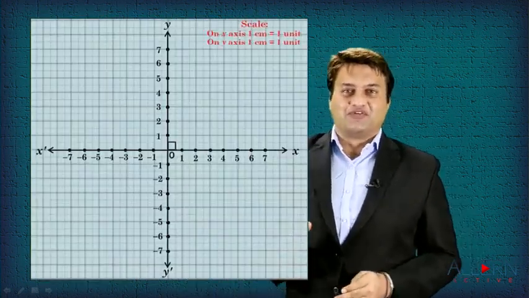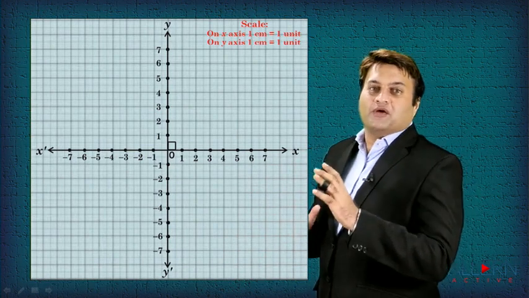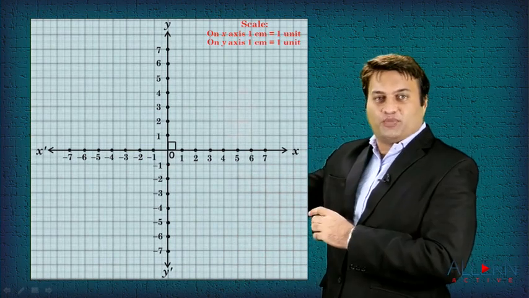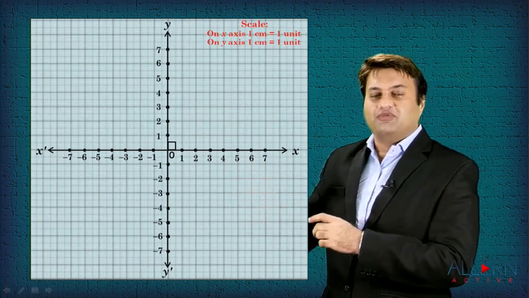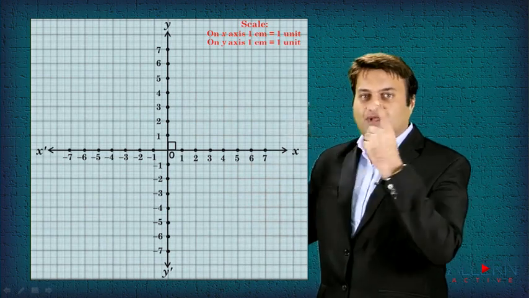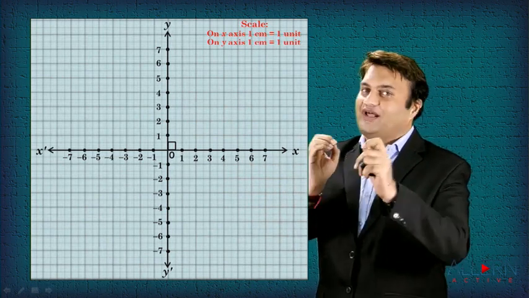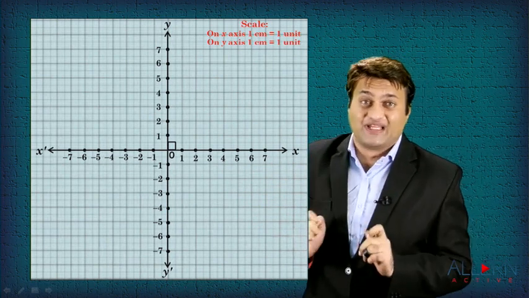So basically in graphical method, what happens, we need to plot points, we need to join them, we will get two straight lines. The two lines will be intersecting at a point, and that will be the solution. That is what the concept is.